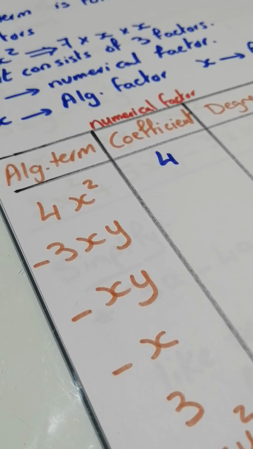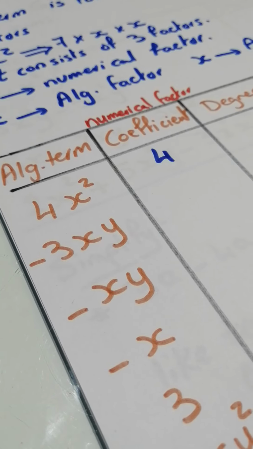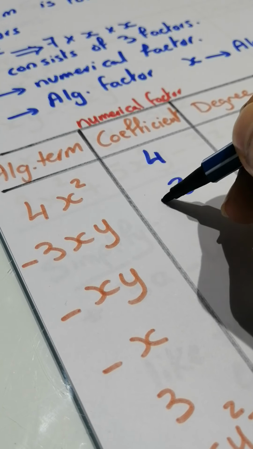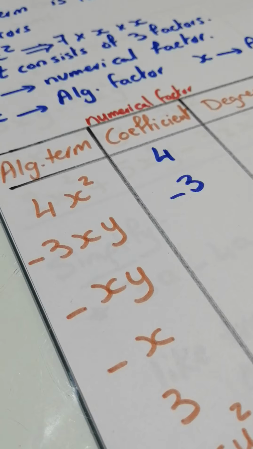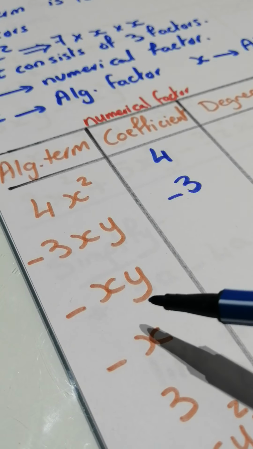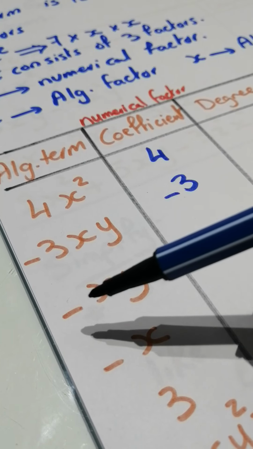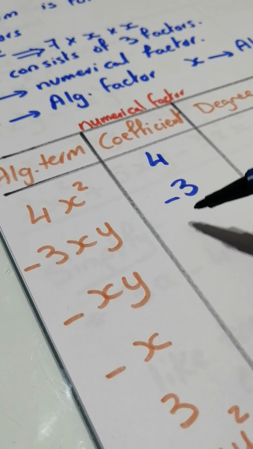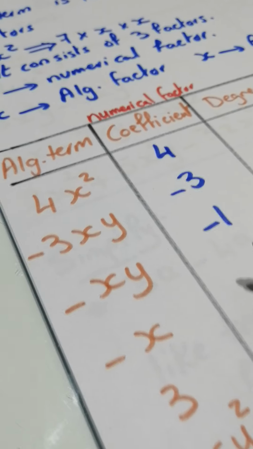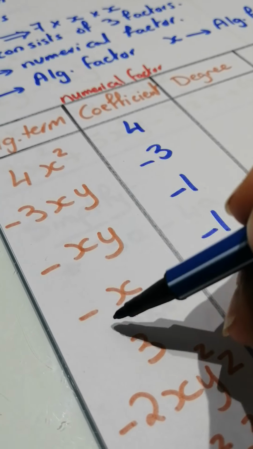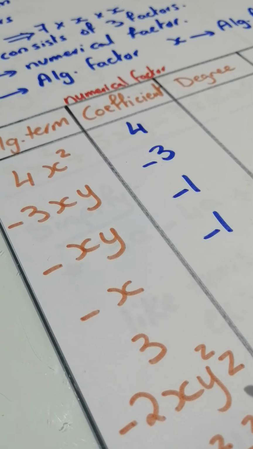Now let's look at the next one, negative 3xy. What will be the coefficient here? It is negative 3. The common mistake is you say 3 only. Wrong, it has to be negative 3. Negative xy means negative 1. There is a hidden 1 here. So negative 1xy, the coefficient will be negative 1. Negative x is going to be negative 1, the hidden 1 which is here. So my coefficient is negative 1.